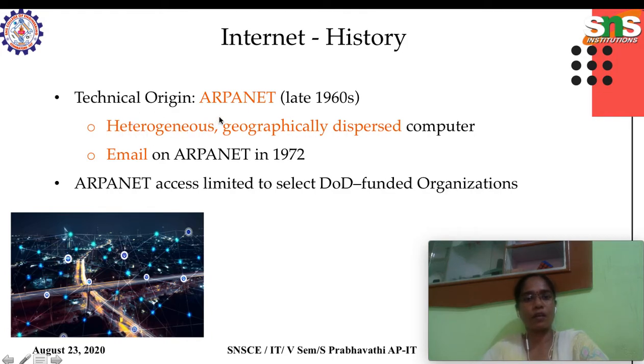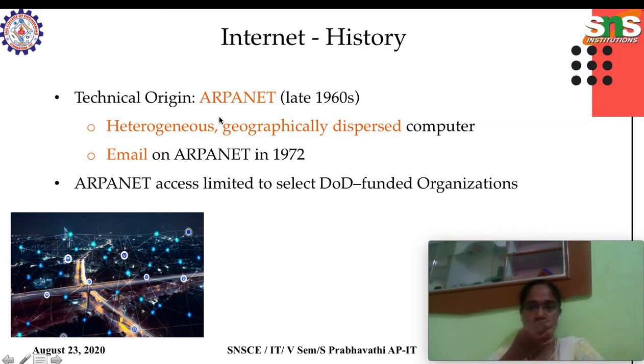So the origin of the internet is the ARPANET project for the US Department of Defense. Okay, so the main purpose was to connect computers in different locations, and the computers are heterogeneous, which means one computer is different from the other computer.